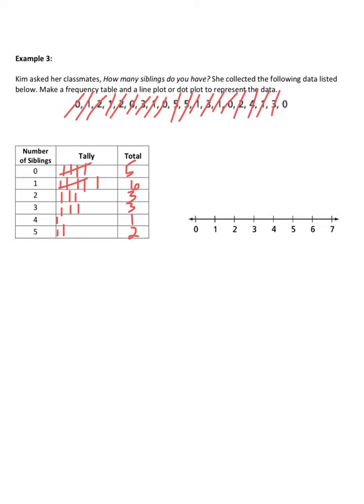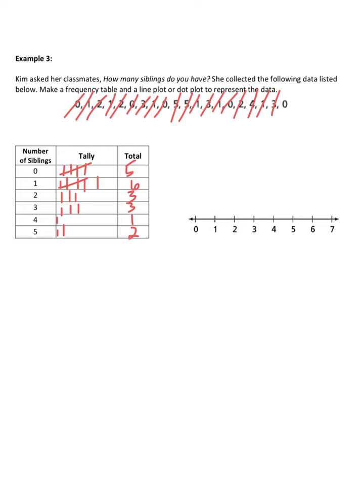So you should see that for your number of siblings 0, there are 5 students. Number of siblings that have 1 sibling would be 6. There are 3 students with 2 siblings, 3 students with 3 siblings, 1 student with 4 siblings, and 2 students with 5 siblings.